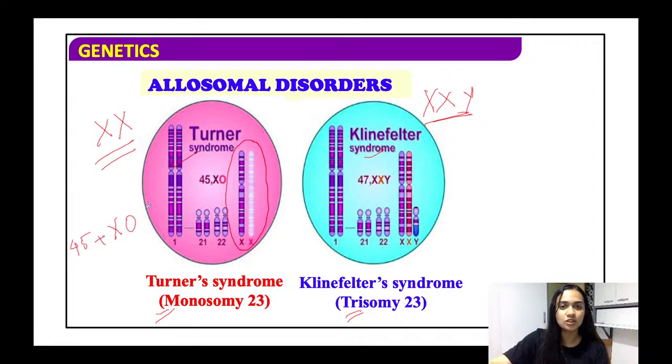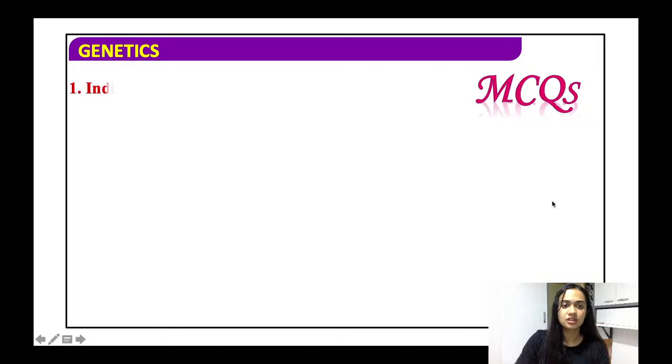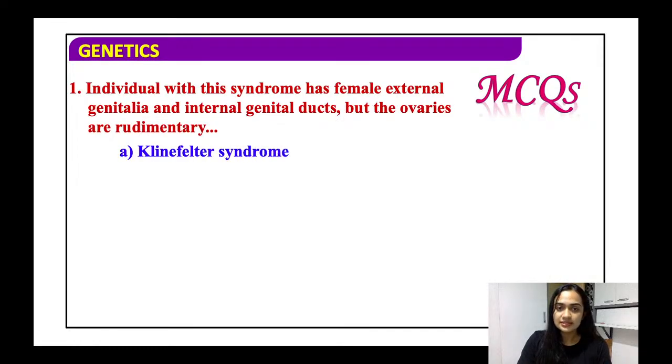XO means basically nothing is present. And here it is 47 because one is added. 46 हो गया ना, यहाँ पे एक minus हुआ, ठीक है, तो it is 47. That is XXY. All right. It's not plus, it will be common. It is 47 plus XXY. Okay, Aruj. Now, an individual with this syndrome has a female external genitalia and internal genital ducts, but the ovaries are rudimentary.